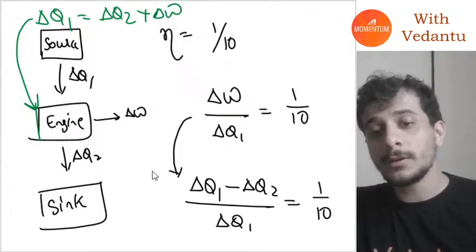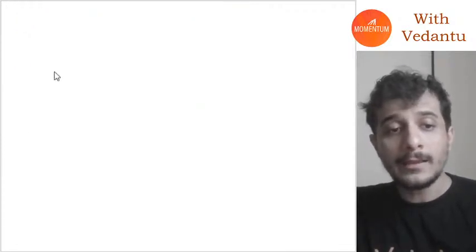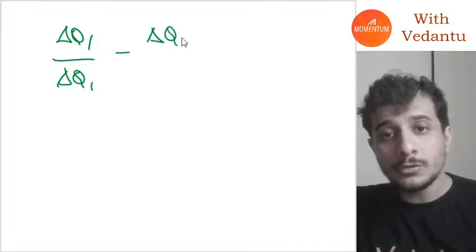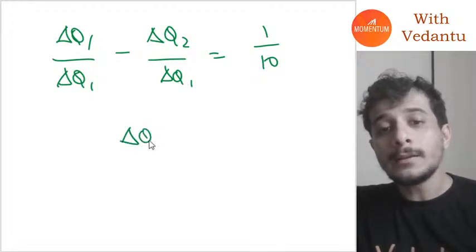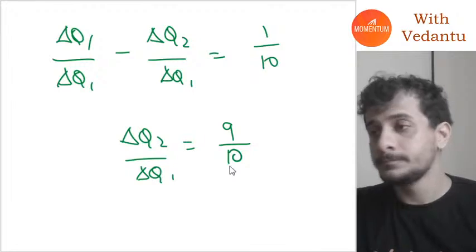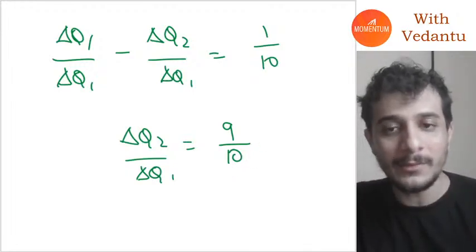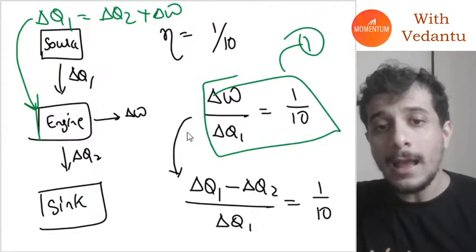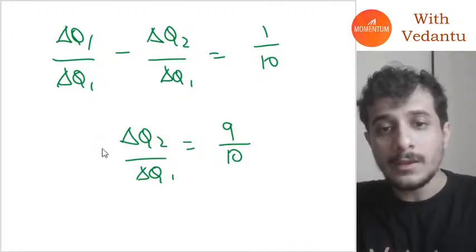So from this, delta W can be written as this, or very simply, I can write delta Q1 by delta Q1 minus delta Q2 by delta Q1 is equal to 1 by 10, or delta Q2 upon delta Q1 is equal to 9 by 10. I hope everybody understood. Now, let's call this equation 1 and let's call this equation 2.